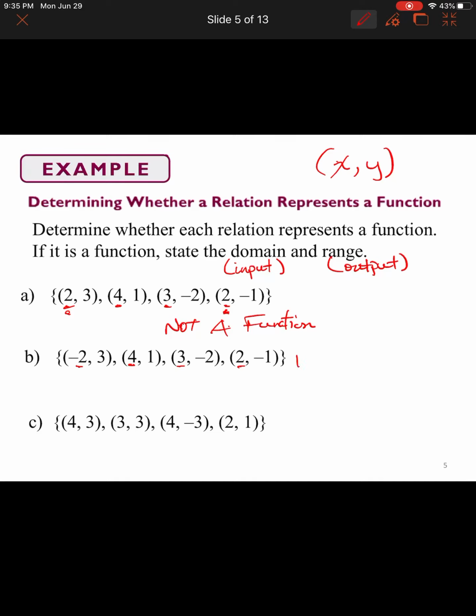We're going to write function right beside that. And up under, the problem said identify the domain if it is a function. So I'm going to put a capital D for domain, and I'm going to put it in set notation and write all of the input values. And for the range, I'm going to put a capital R right there, and I'm going to write all of the output values.